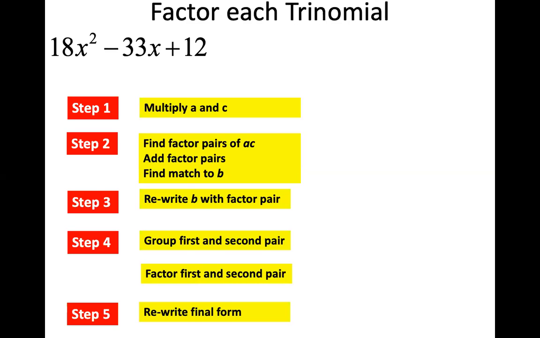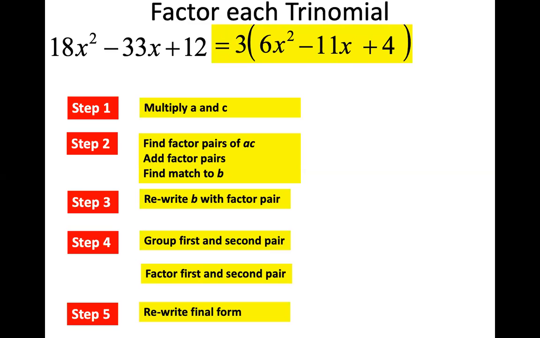Somebody? All of them. What do you mean all of them? Is there any number that goes into 18, 33, 12? What's that number? 3. So we're going to divide everything by 3. 18 divided by 3 is 6. 33 divided by 3 is 11. And 12 divided by 3 is 4.